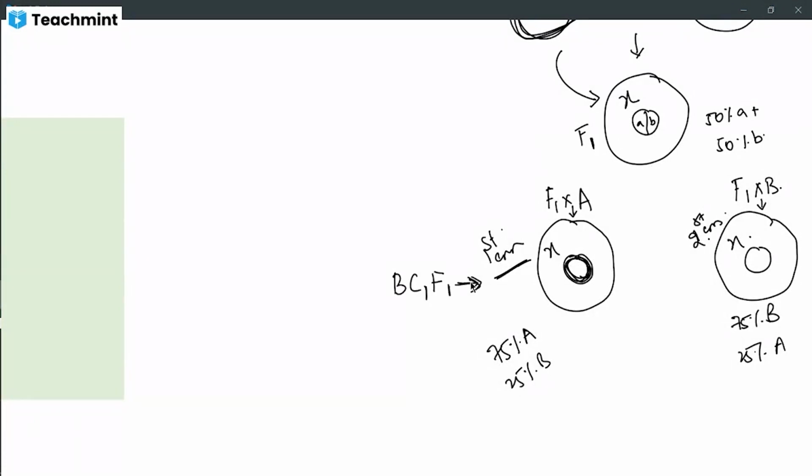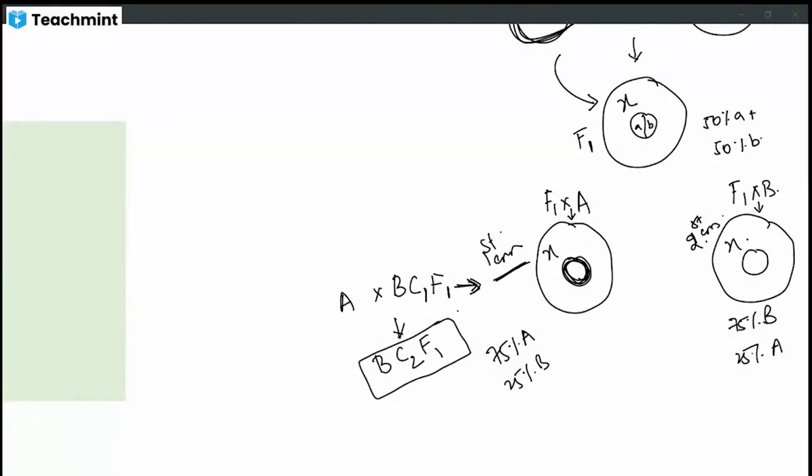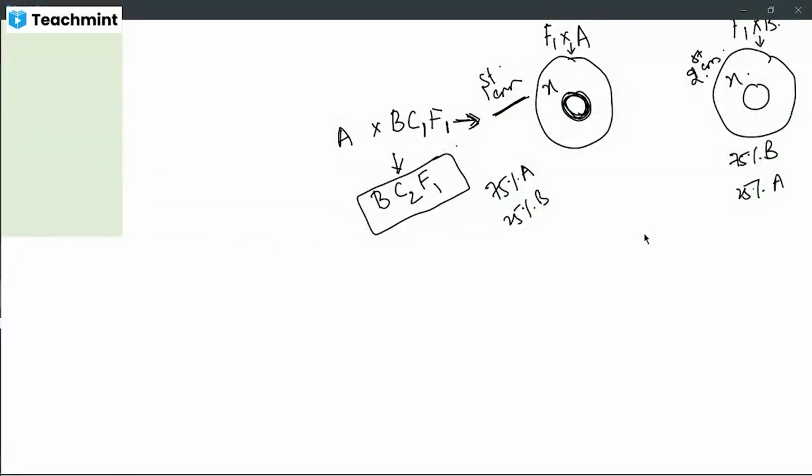So if you again perform a cross of BC1F1 with A, then your progeny is represented as BC2F1. Am I right? Yes, sir. Okay. So what happened to the nuclear condition in this? It is again 87.5% of your A and 12.5% of your B. If you again cross it with your A, the A genome content increases, that is the nuclear condition, and B decreases. A increases and B decreases.